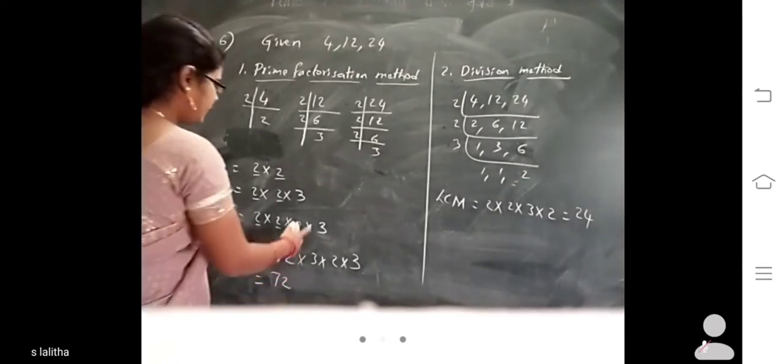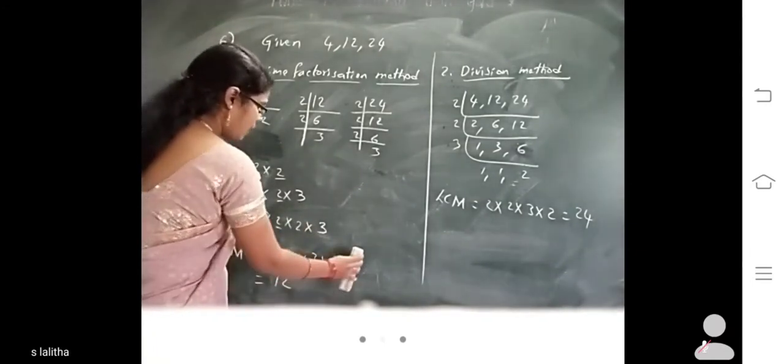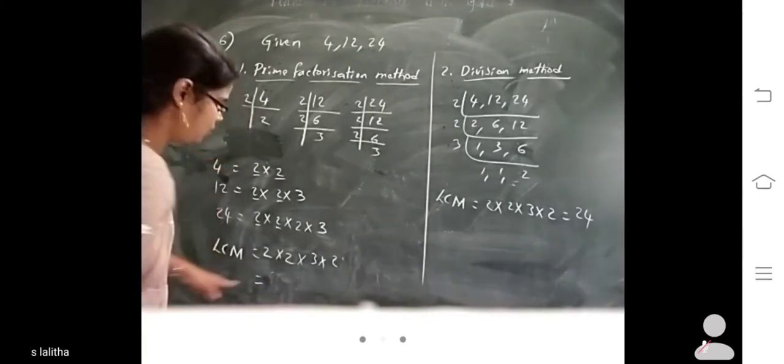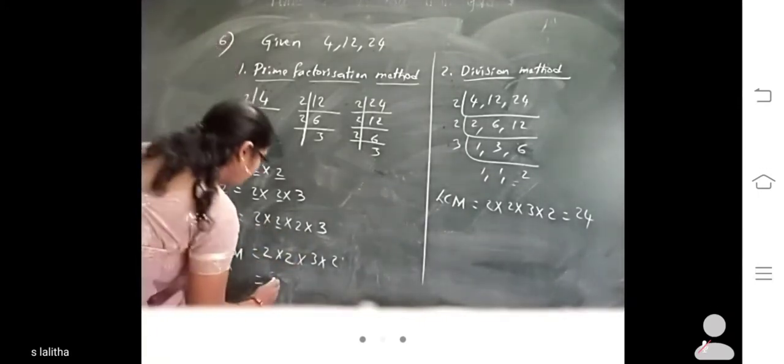No children, yes, 3 is repeated two times, so you have to write it one time only. Okay? Then 2 2s are 4, 4 3s are 12, 12 2s are 24.